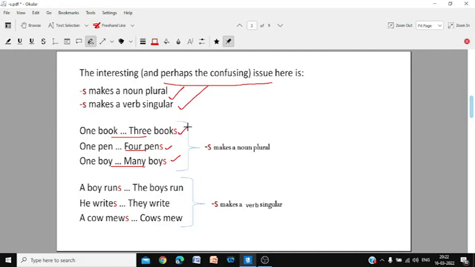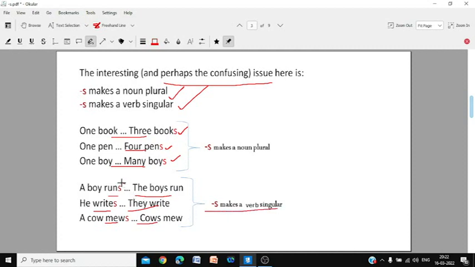But in case of verb, it's just the reverse. A boy runs, the boys run. We have removed the S. He writes, they write. We have removed the S. A cow mews, cows mew. So S makes a verb singular.